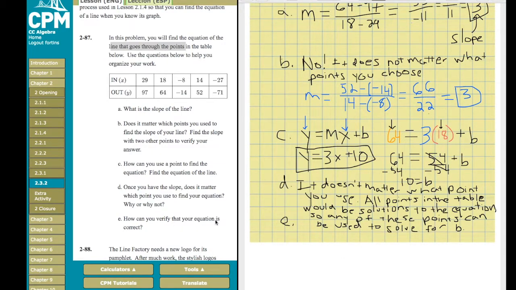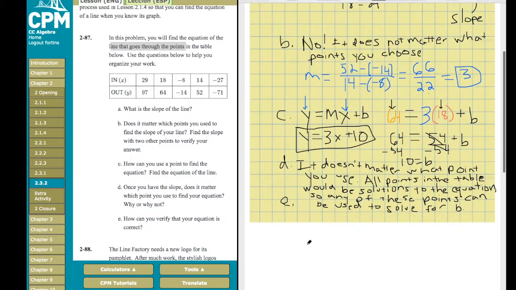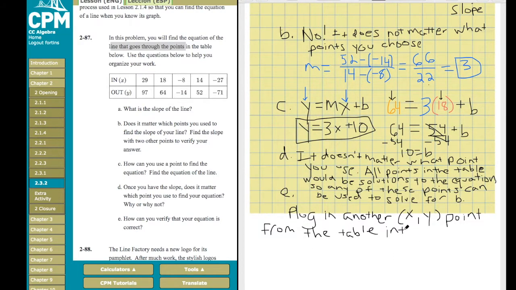How can you verify your equation is correct? There are a few things you can do, but probably the easiest thing is to plug in or substitute another xy point from the table into y equals 3x plus 10 and confirm that it is a solution. So again, any point on the line is a solution to your equation. That's what it means to be on the line, right? The line's going to travel through it. The graph is kind of your map of the equation on the xy plane.